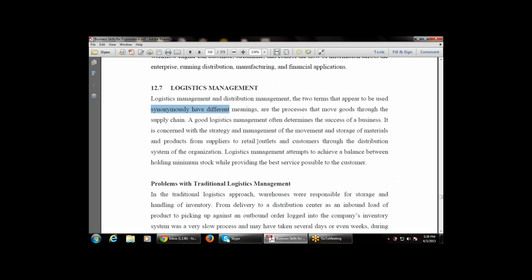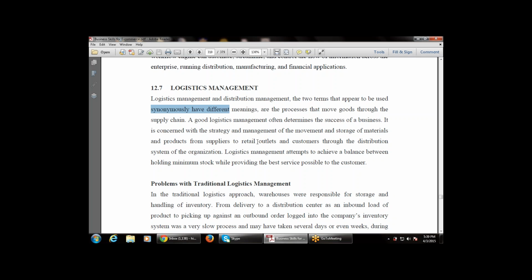A good logistic management often determines the success of a business. It is concerned with the strategy and the management of the movement and storage of materials and products from supply to the retail outlet. That is, how to first store the goods, and how to move the goods from suppliers to the retailer and the customer through the distribution system of the organization. So how to store, how to move, that is logistic management or distribution management.